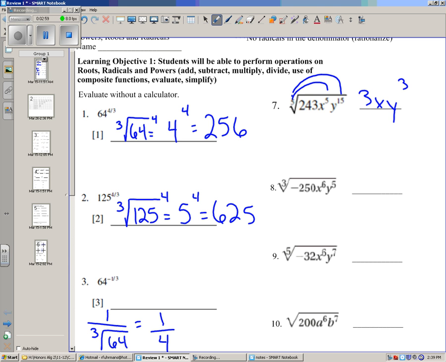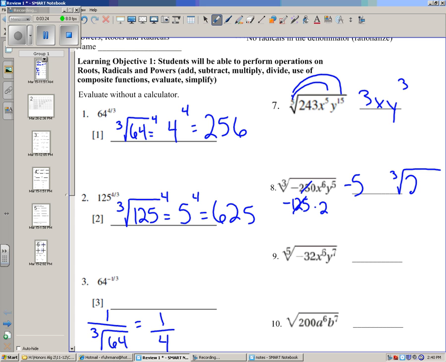Now on number 8, only the x to the 6 has a perfect cubed root. So what I'm going to do is break down the negative 250 into factors. And again, I want to take out as much as possible. So I'm going to be taking out a negative 125 as opposed to a 125. So the negative 125 can come out, becomes a negative 5. The 2 will stay in there. So when I start building up my answer, this is what will be staying in there.